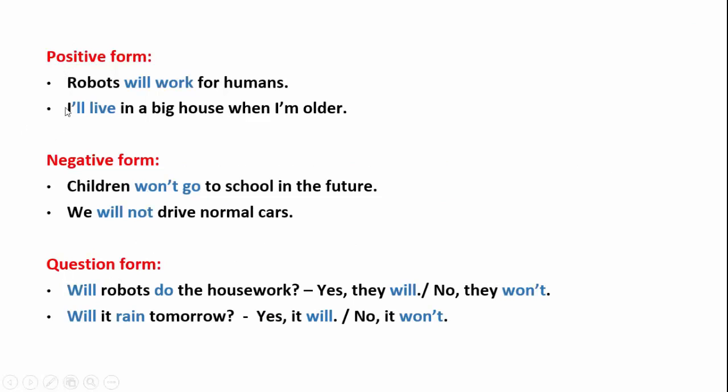In the positive form, we use will plus the infinitive. Let's see the examples. Robots will work for humans. I will live in a big house when I am older. Negative form. In the negative form, we use won't plus the infinitive. Children won't go to school in the future. We will not drive normal cars.